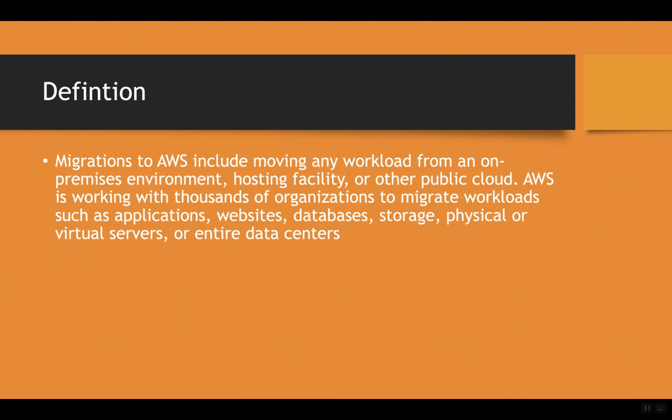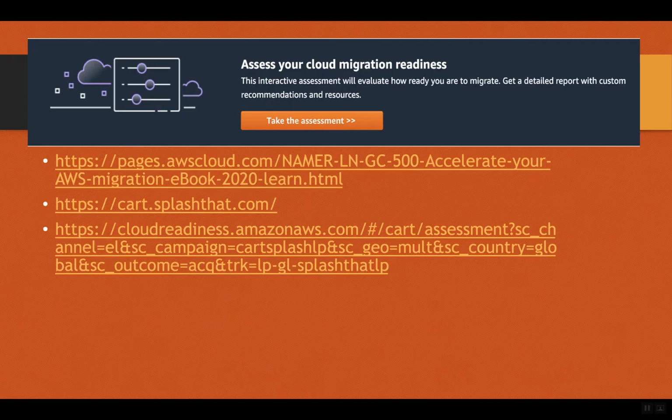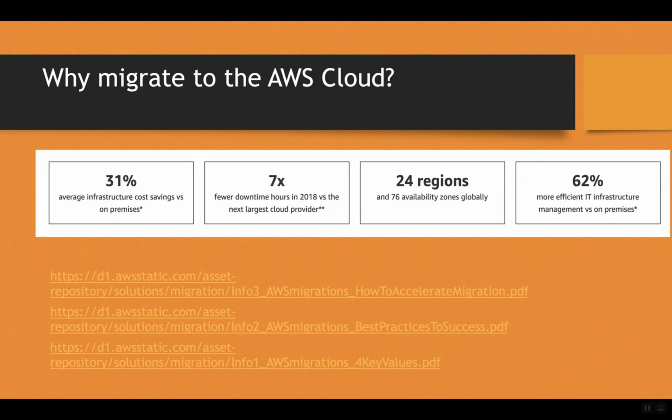AWS works with thousands of organizations to migrate workloads such as applications, websites, databases, storage, physical or virtual servers, or an entire data center. And the first thing before you do it, you have to assess your cloud migration readiness, and you can go to the link below. The important one is card.splashthat.com. This link gives you some details on why you need to migrate to the AWS cloud.